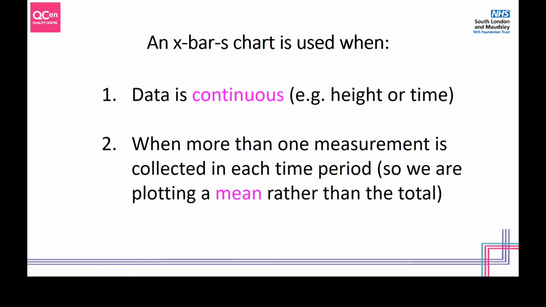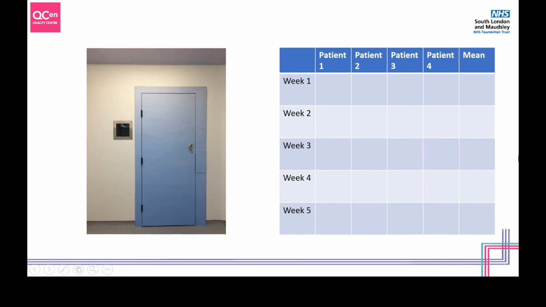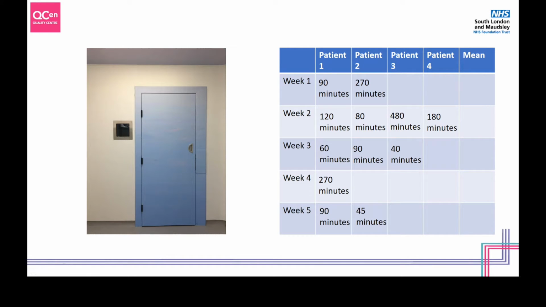the total or sum. For example, if a ward is interested in reducing the length of time patients are in seclusion, then they might start to record how long each patient spends there. The total number of patients would probably vary week by week. It might be 2 in the first week and 4 the next. The data that is collected in each time period is known as a subgroup.